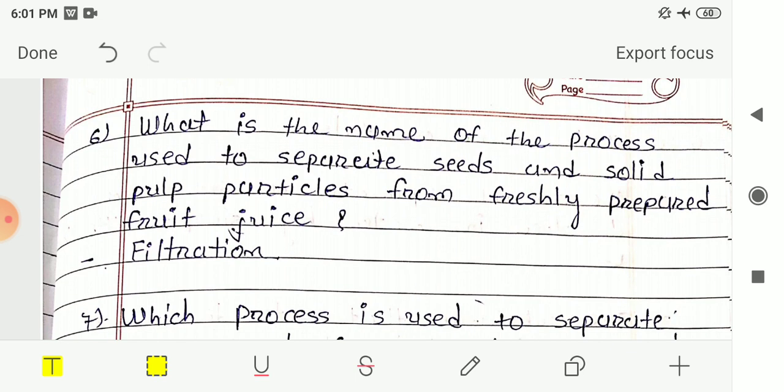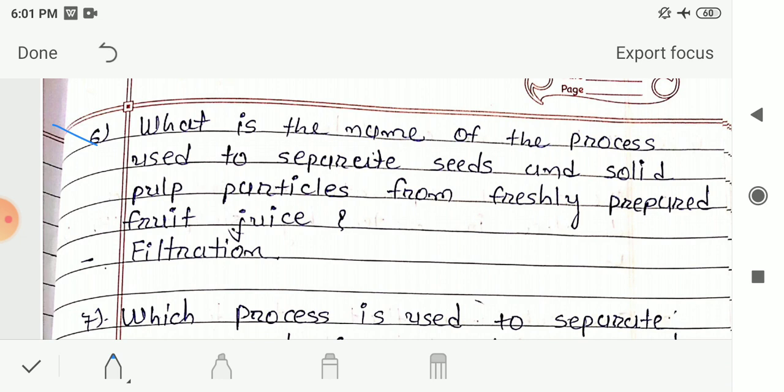Next, sixth number: what is the name of the process that is used to separate seeds and solid pulp particles from the freshly prepared fruit juice? So this method is known as filtration. To remove the seeds and solid pulp particles from the freshly prepared fruit juice, we are using filtration, and in that we are using a strainer to separate these different components.